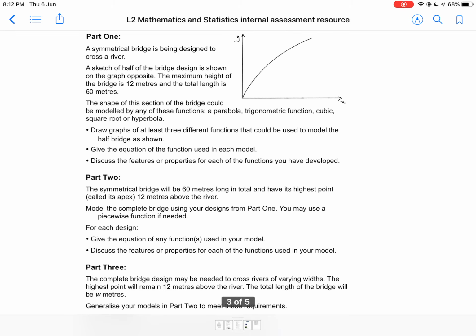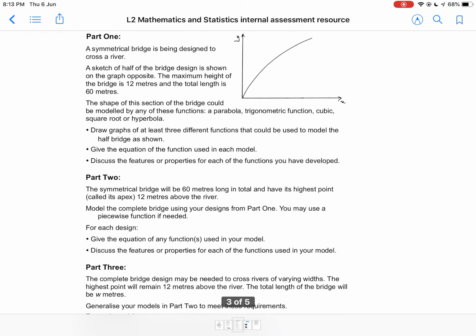Alright, part 1. A symmetrical bridge is being designed to cross a river. A sketch of half of the bridge design is shown on the graph opposite. The maximum height of the bridge is 12 meters and the total length is 60 meters. The shape of this section of the bridge could be modeled by any of these functions: a parabola, trigonometric function, cubic, square root, or hyperbola. Draw graphs of at least 3 different functions that could be used to model the half bridge as shown. Give the equation of the function used in each model. Discuss the features or properties for each of the functions you have developed.